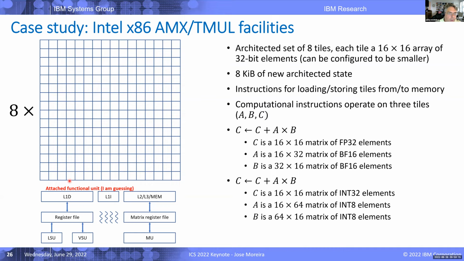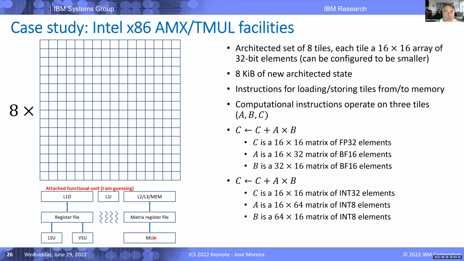The way I'm understanding, it's more of an attached unit because the matrix unit has its own matrix register file. It's a single thread of instructions. Instructions go either to the left or to the right, so you can freely intermix instructions to the vector and scalar units and the matrix units. But if an instruction is for the matrix unit, it goes to a different entity, which has its own register file, its own computational units.